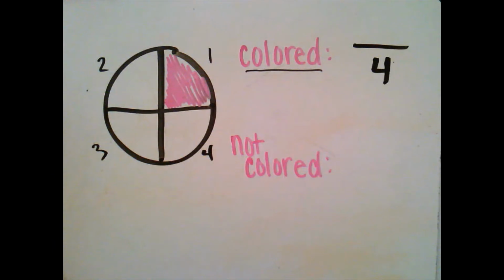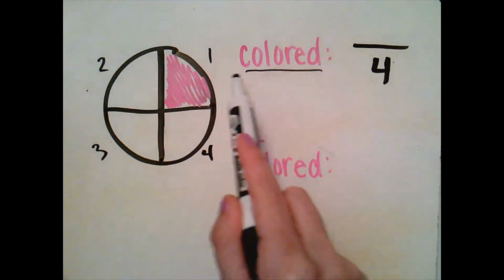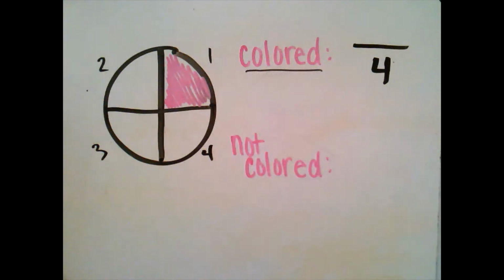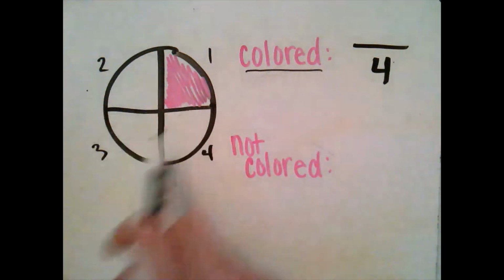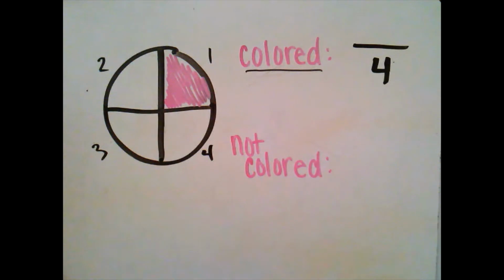My numerator depends on what is being asked. In this case, my numerator is going to be how many pieces in here are colored. In this case, I only have one colored piece, so my numerator is 1. My fraction for colored is 1/4. That means 1 piece out of 4 total are colored.